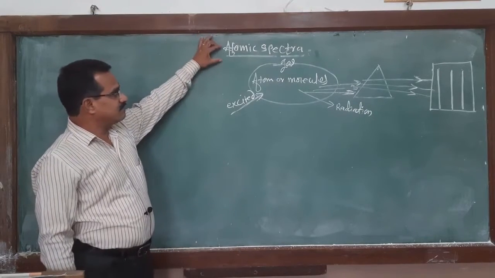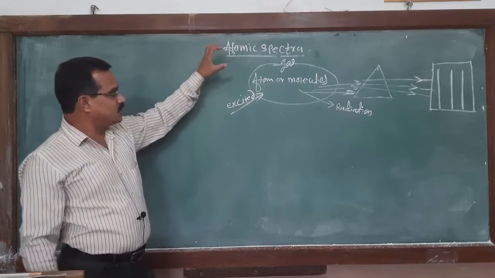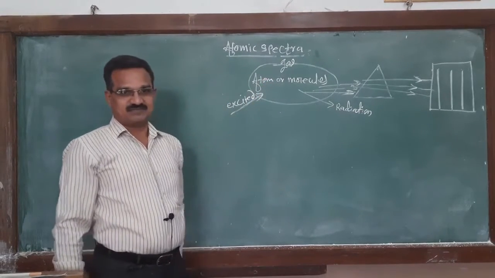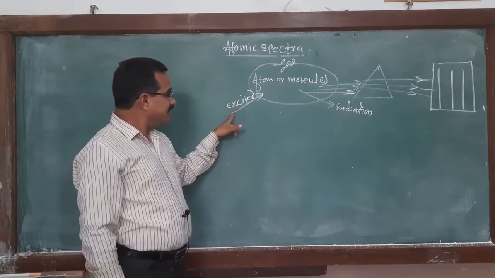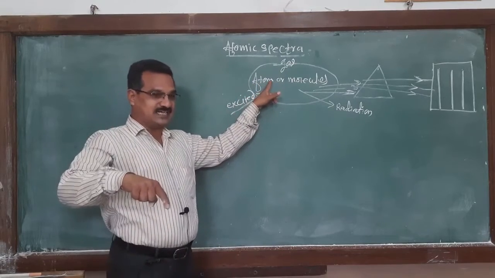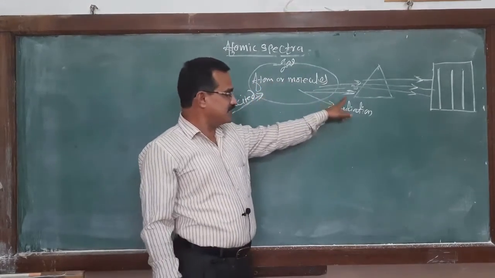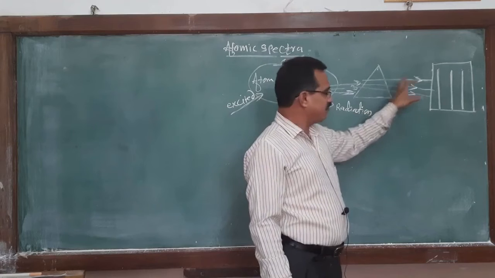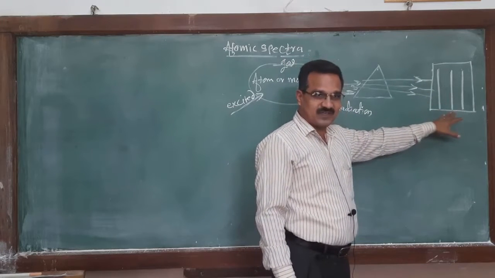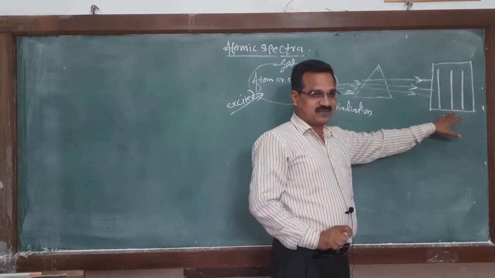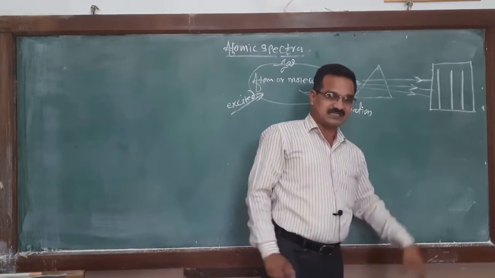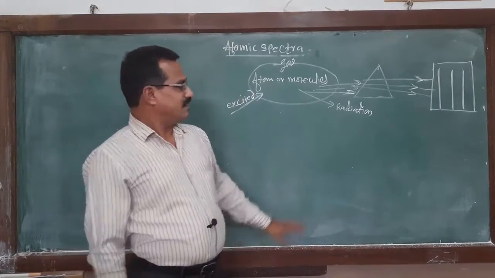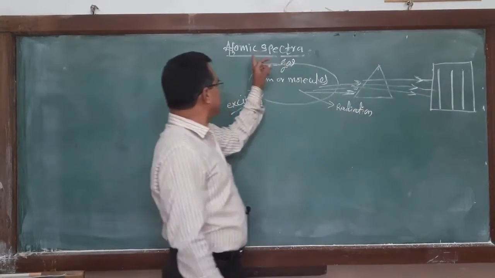It means that the atomic spectrum is related to the gas in which the atoms are present. When the atoms are excited or de-excited, at that time it emits a radiation, and when that radiation is passed through the prism, we get different lines or colors. But these colors and different lines are of fixed frequency or fixed wavelength, and such a spectrum we call an atomic spectrum.